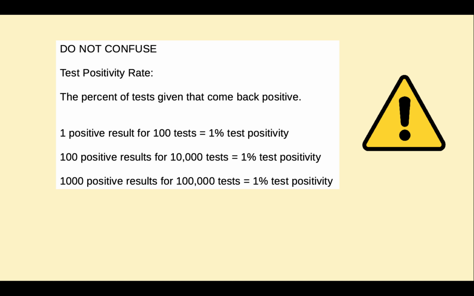Now I should give you a little warning. Several governors are very interested in the test positivity rate. And the test positivity rate is not the same thing as the incidence rate. This is the number, or the percent, is usually given as a percent, of tests that came back positive. The problem with that is it depends on how many cases you have and how many tests you've given. So you could get a 1% test positivity rate in a number of different scenarios here.